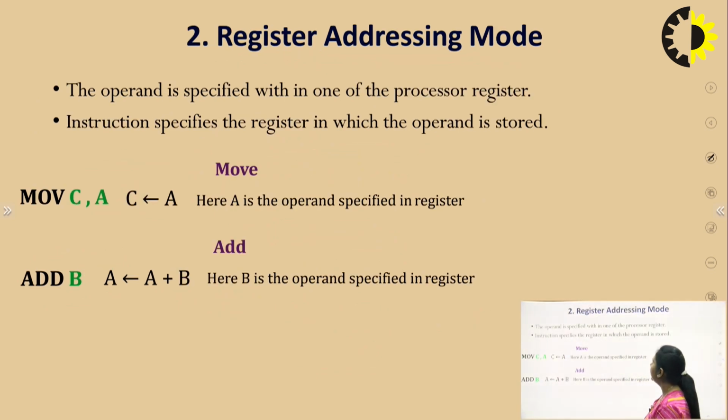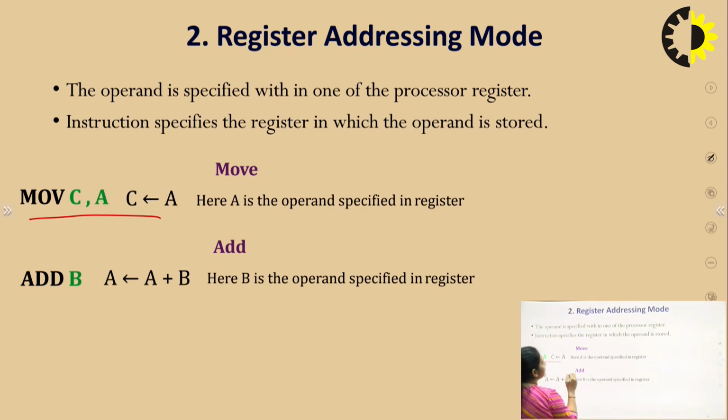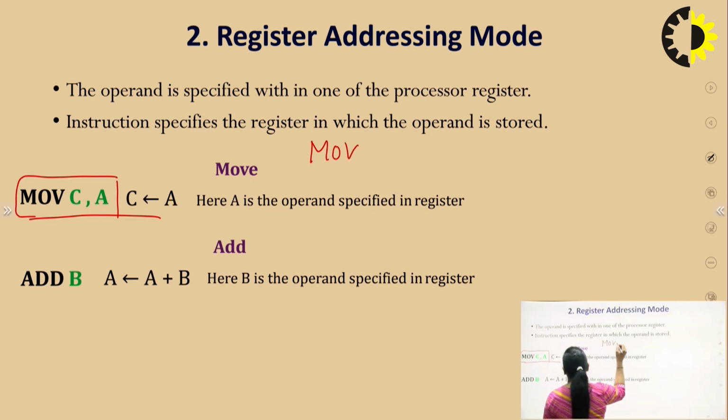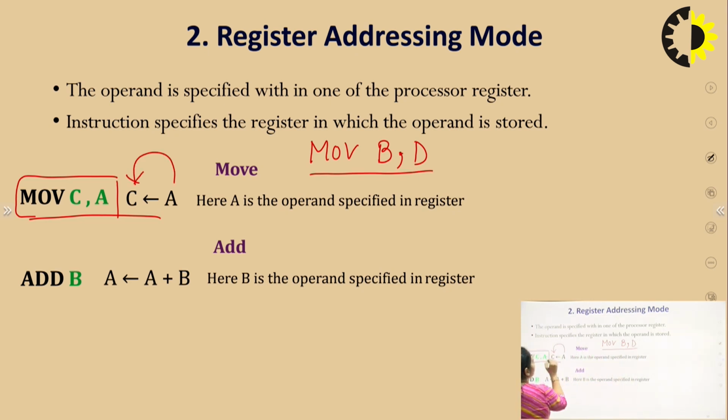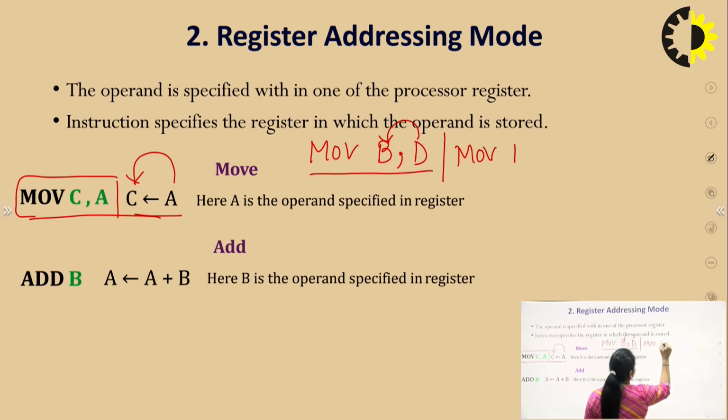Next, register addressing mode. Here no 8-bit data or memory address is given, only the operation or the transfer is happening between two things, and these are registers. So registers will be involved in this. Here the operand is specified within one of the registers, and the instruction specifies the register in which the operand is stored. If we talk about this instruction, MOV C, A, or we can take another example as well, MOV B, D. So the contents of register A will be copied to register C, and here the contents of register D will be copied to register B. We can write it this way also, destination register and source register.